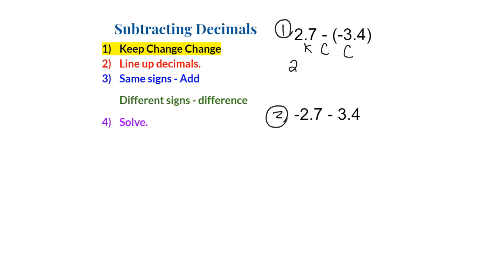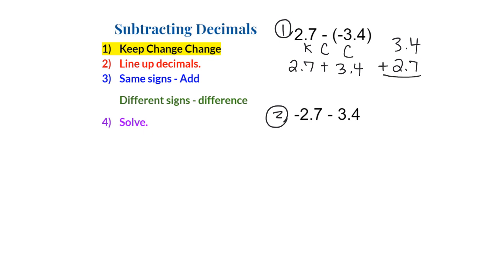So when I rewrite it, it's going to show up as 2.7 plus a positive 3.4. Now I'm going to line up my decimals and either add or subtract. Because both of these numbers are positive, that means I'm going to add to get my answer. So 3.4 will go first since that's the bigger number, plus 2.7.